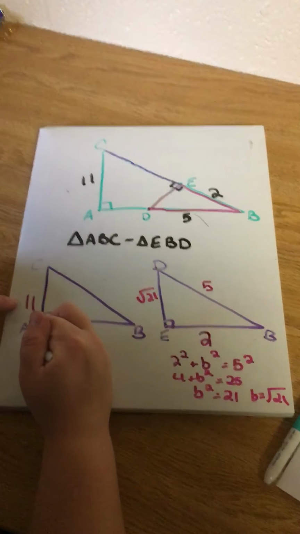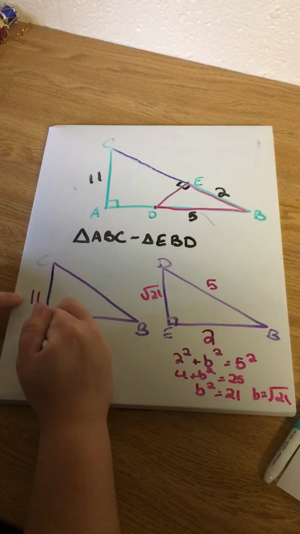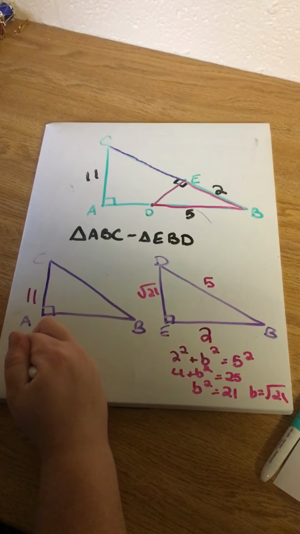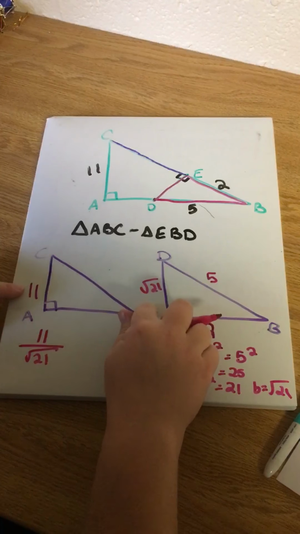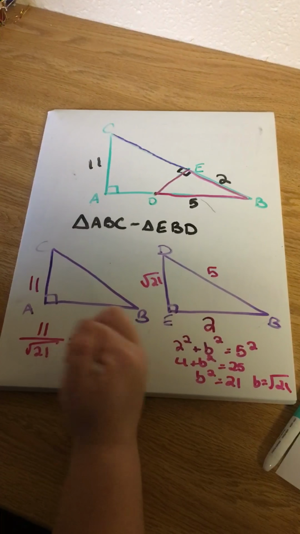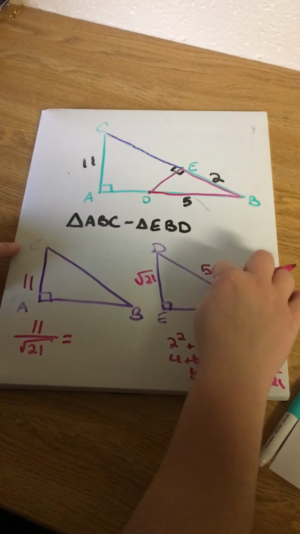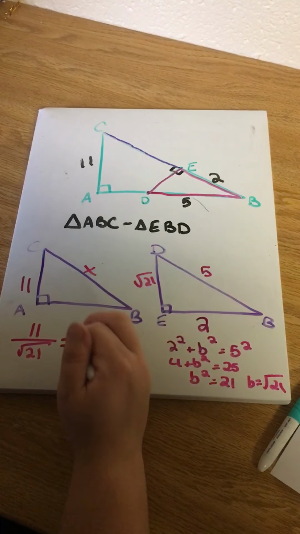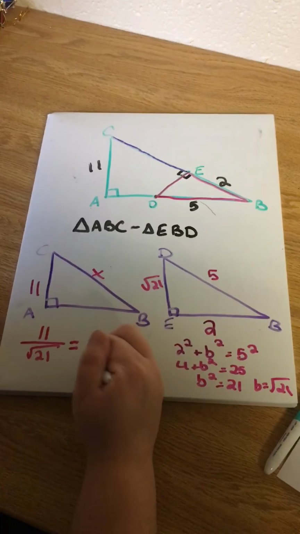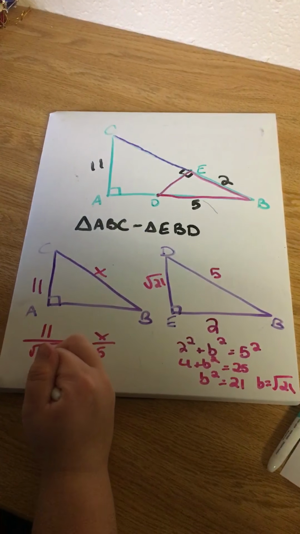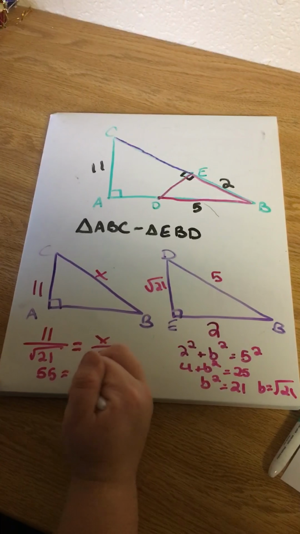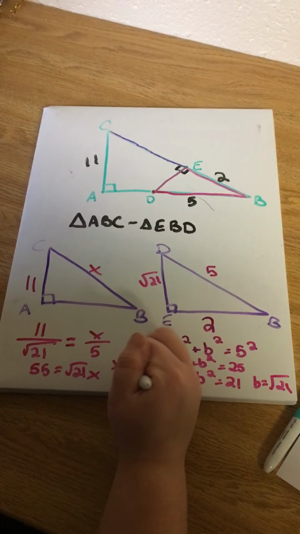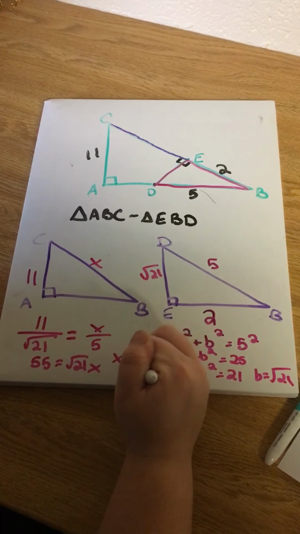So line AC is 11, and therefore you're going to put your root 21 under that because we're comparing these two, and you're going to set that equal to, we'll call this x, so x over 5. And now you're going to just cross multiply. So you get 55 equals root 21 x. So you get x equals 55 over root 21.